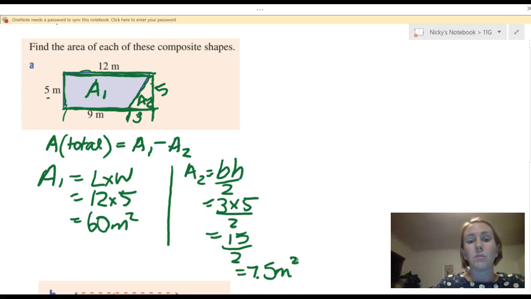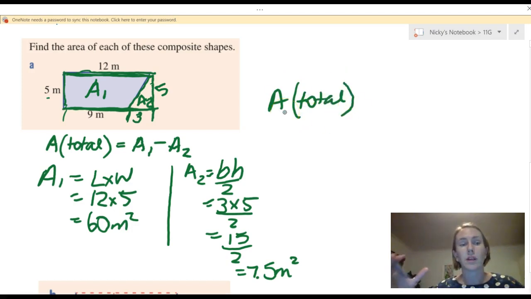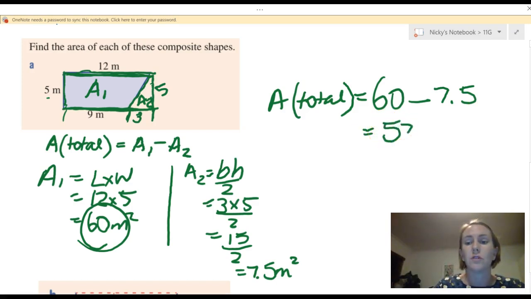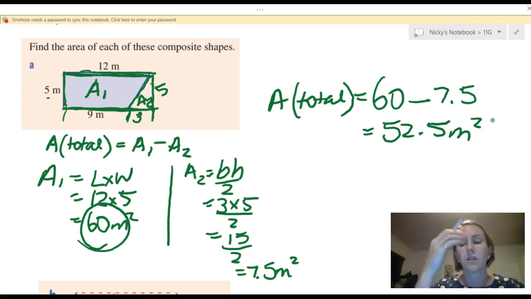Okay, nearly there. So my area total, this is my last bit, is the area of my whole rectangle, including the bit that seems to be cut off, and that is 60. Take away the area of my bit that has been sliced off to make it what it is now, that weird looking shape. So that's 7.5. Okay, 60, take away 7.5, 52.5 meters squared. Finished.